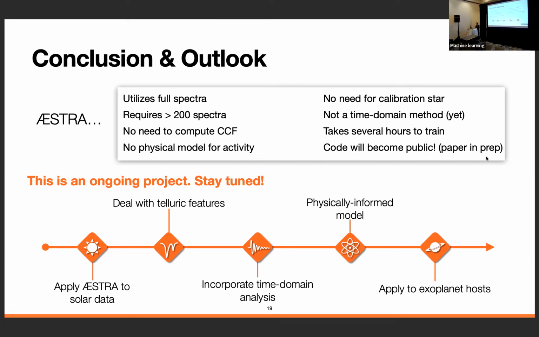Nice talk. You are thinking about applying it to exoplanet hosts, but in those cases, we don't necessarily know what the true velocity is because there could be planets that we don't know about. How can you deal with that lack of knowledge?